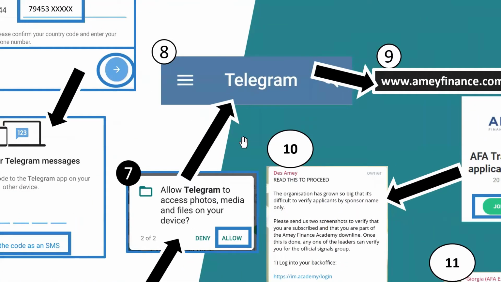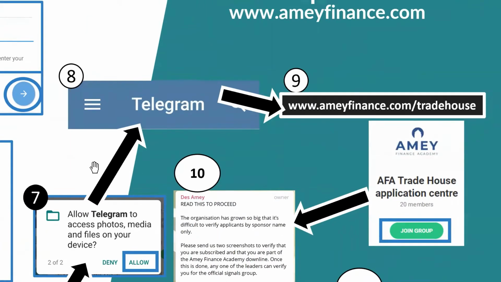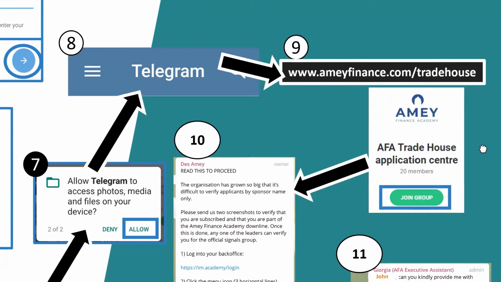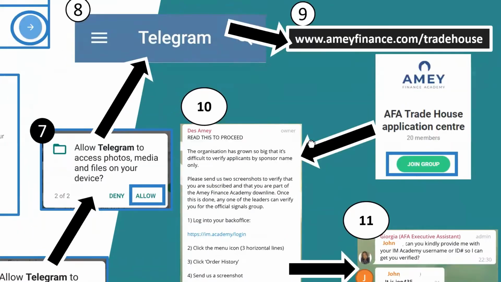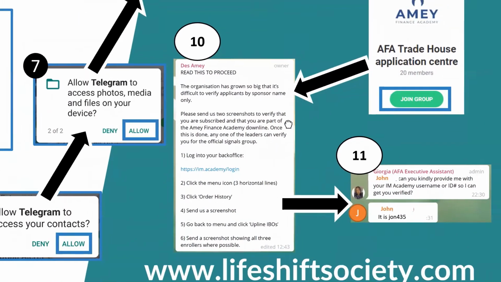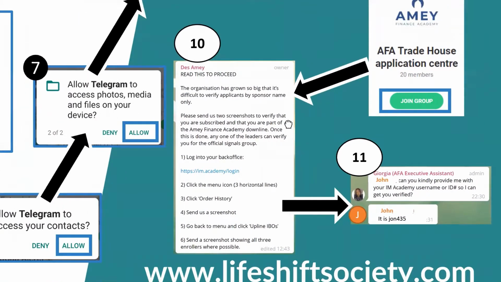to Telegram. From there, you need to open up your web browser on your device, whether Safari, Google Chrome, or Microsoft Edge. Once you open it up, just type in mafinance.com/tradehouse. It will open up Telegram, which will give you an option to join the application center. You join this group and read the instructions that are clearly labeled at the top.